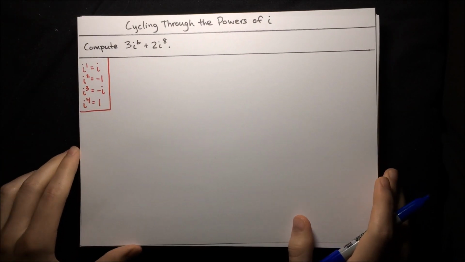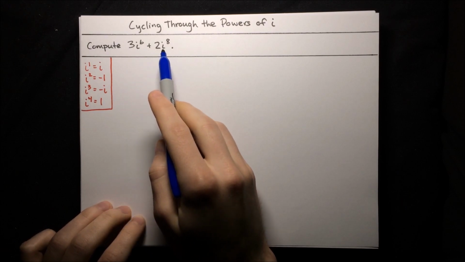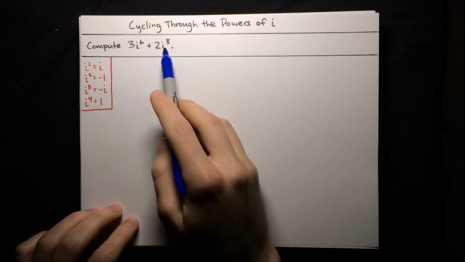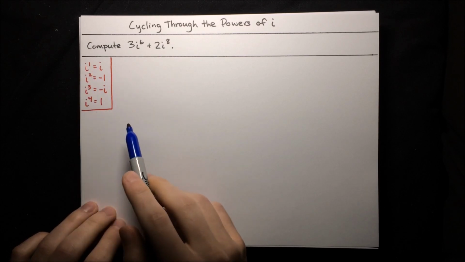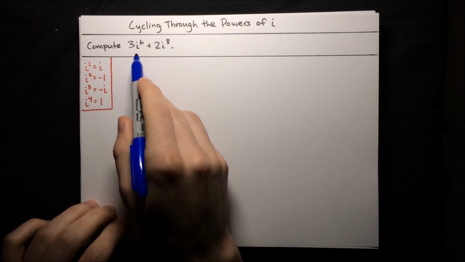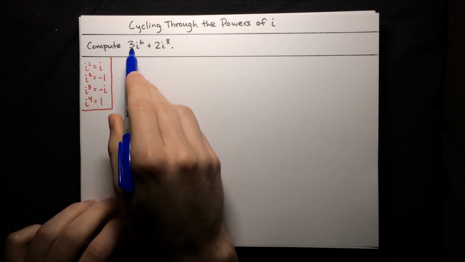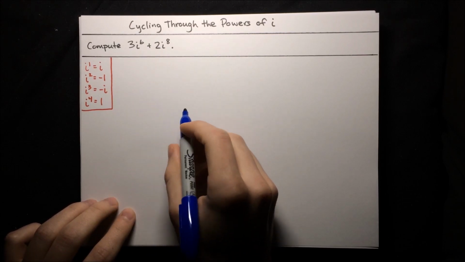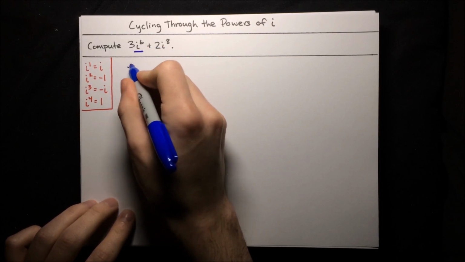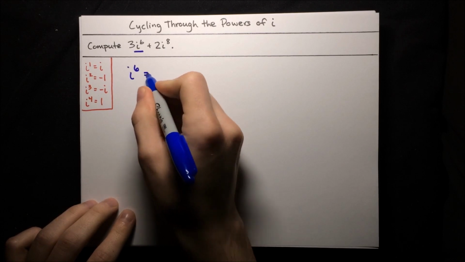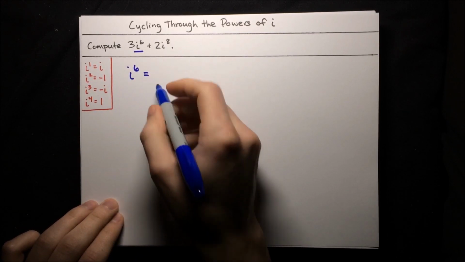Here's another example. This time we want to compute 3i to the sixth plus 2i to the eighth. And we're going to do this again using the key powers of i to the first through i to the fourth. Let's compute i to the sixth and i to the eighth individually, and then we'll plug the results into this and simplify. So first, let's start out with i to the sixth. i to the sixth can be written in terms of these powers. 6 is just 2 plus 4.